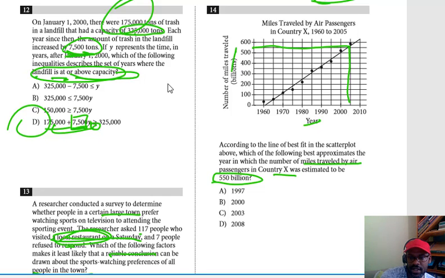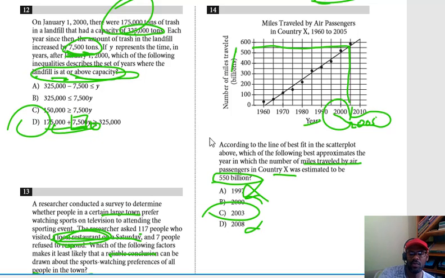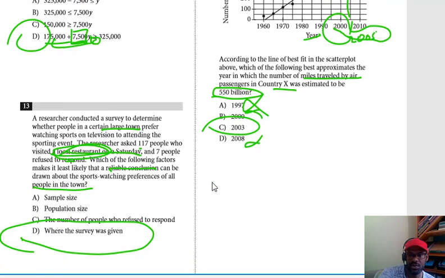Okay, so if I take this one it is 2000 and this is 2005, so it's between these two. Which choice? Yes. Okay, between 2000 and 2005.